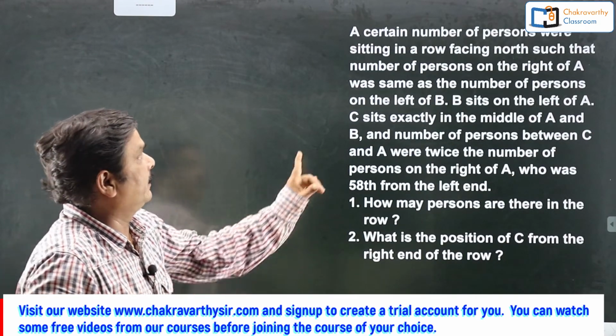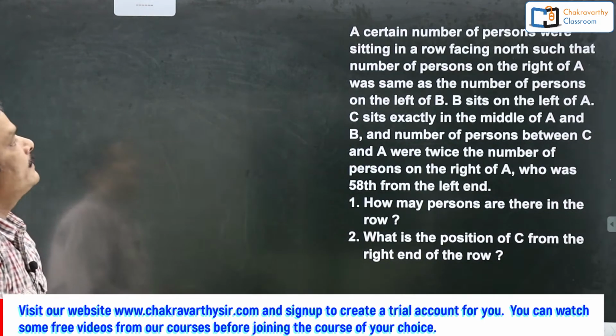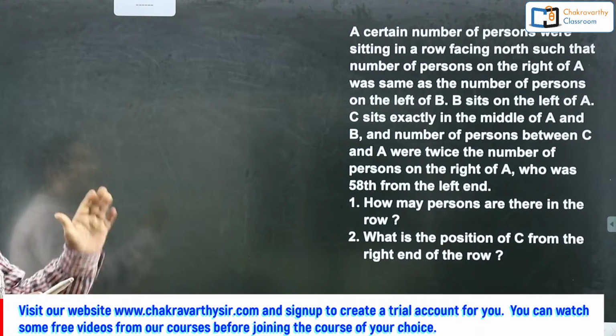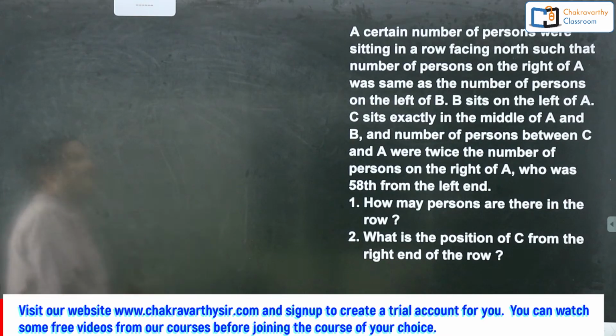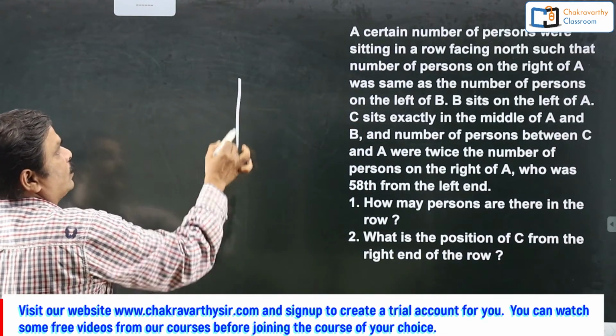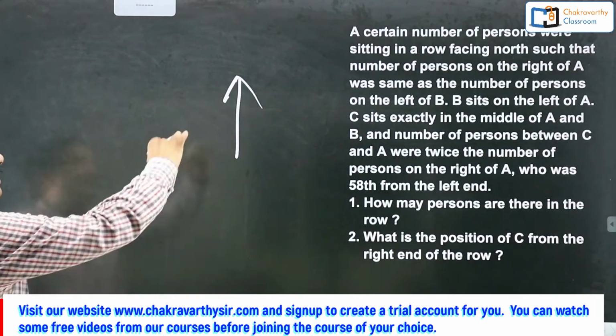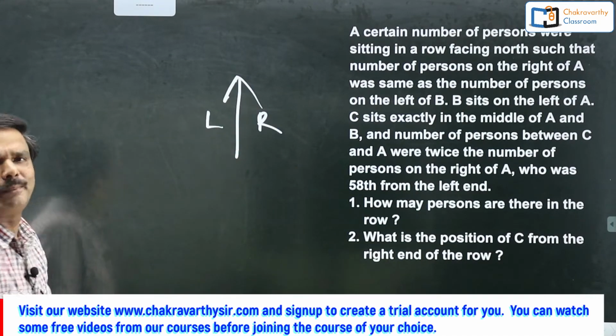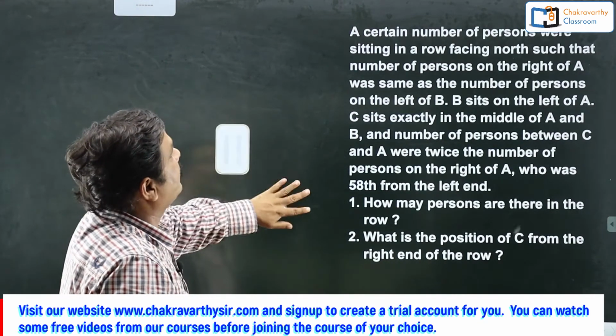A simple comparison here they have given. A certain number of persons were sitting in a row facing north such that the number of persons on the right of A was the same as the number of persons on the left of B. You can do it very easily. All the persons are facing north. You know the basic method. If one person is facing north, the right side is his right, and the left is his left. Basic idea.